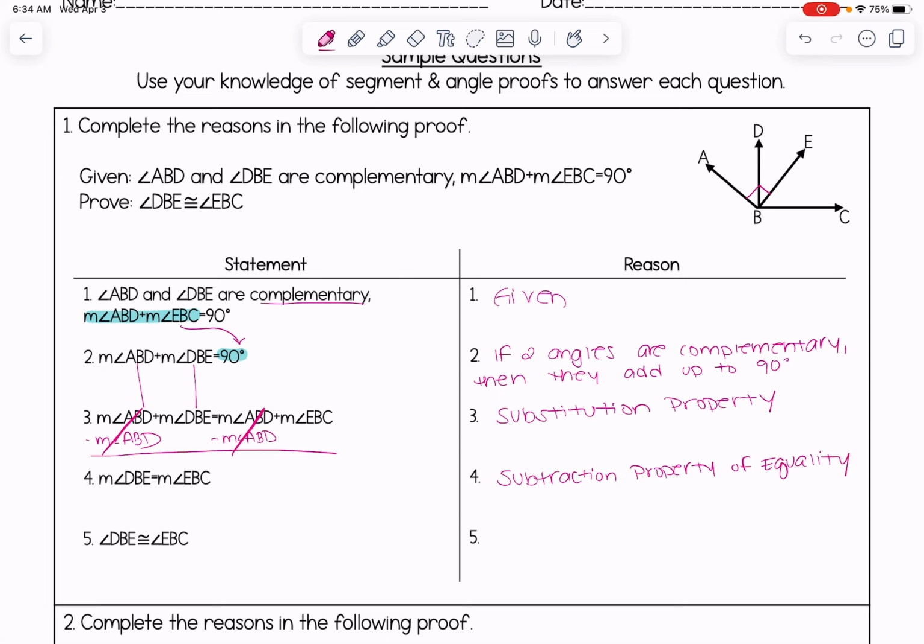And finally, we're asked to prove that these angles are congruent. So we already know they're equal. So we're going to write here that angles with equal measures are congruent. And now we have completed number 1.